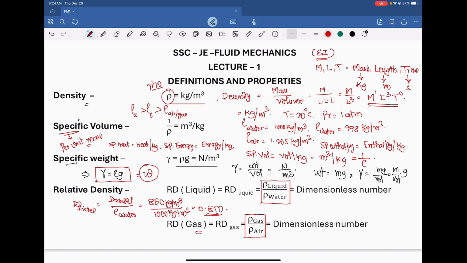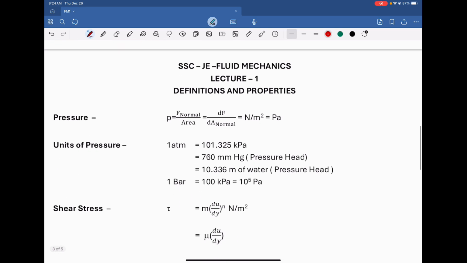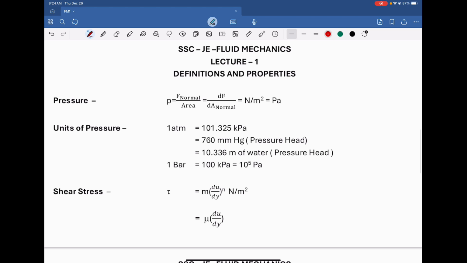You know the density of LPG gas, and the density of air is known, then the relative density will be in the range of around 0.4. You can check it. Like this, the relative density of a particular product, fluid, can be easily found out. This is the definition of relative density. Whatever definitions I am giving here, they are all very, very important. Don't neglect them.